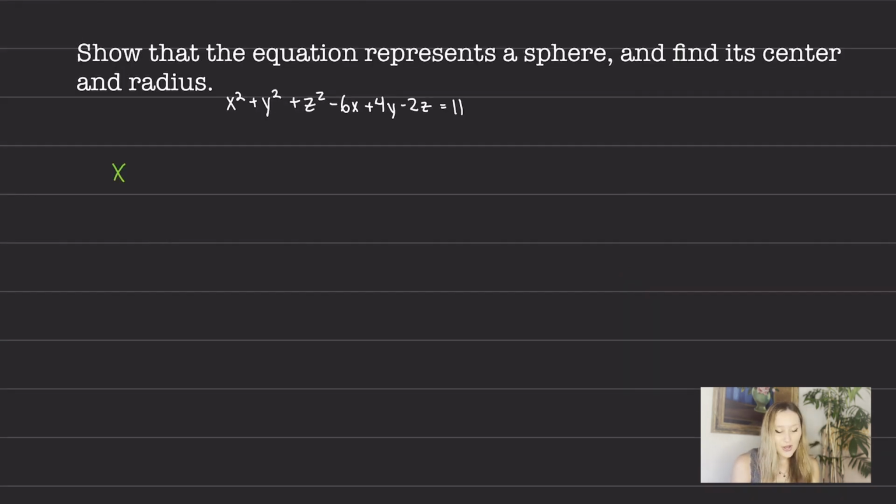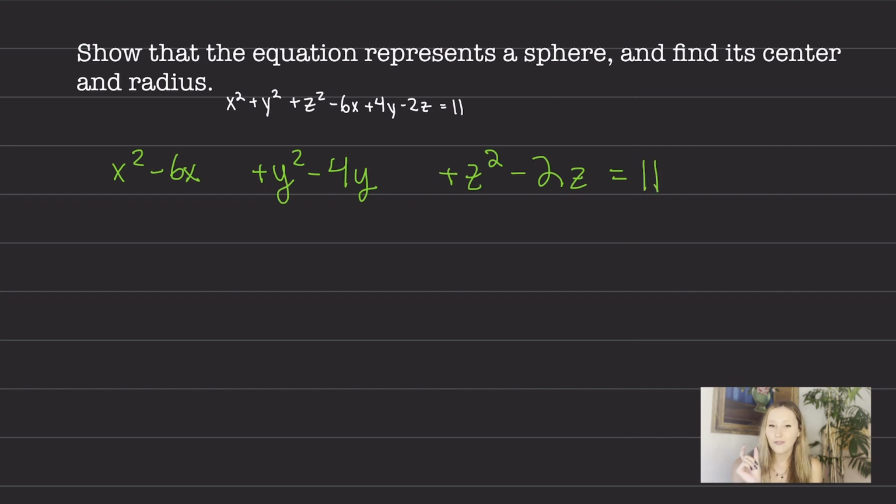The next problem: show that the equation represents a sphere and find its center and radius. So I have this equation here, x squared plus y squared plus z squared minus 6x plus 4y minus 2z equals 11. We're going to manipulate this. And so we are going to complete the square to get it in the form that we just saw in the previous problem. So x squared minus 6x, I'm just going to add a plus 9 there. y squared plus 4y, I'm going to add a plus 4. And z squared minus 2z, I'm going to add a plus 1.